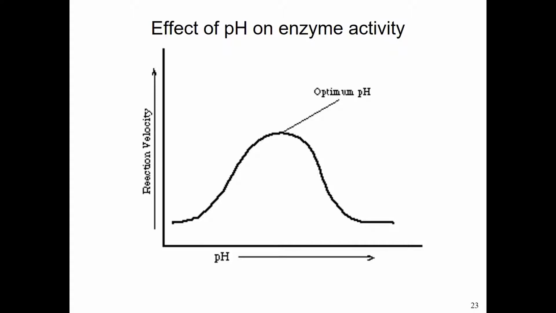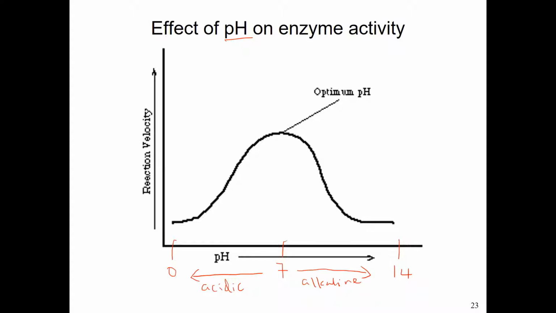Now let's look at the effect of pH on enzyme activity. Enzymes have large numbers of acidic and basic groups in their structure. So if there are extreme changes in pH, it can affect these groups. The pH scale starts from 0 and goes all the way to 14. The neutral pH is around 7. When you go towards 0, the pH becomes more and more acidic. If you go towards 14, the pH becomes more and more alkaline.